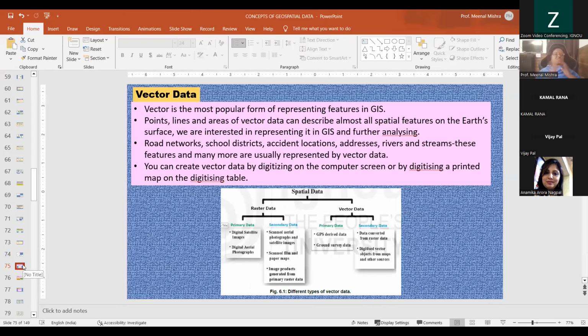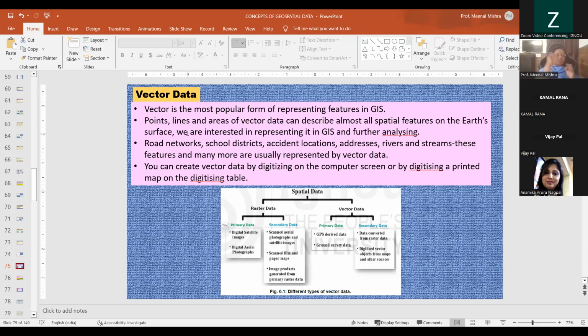As I told you, raster data requires more space as compared to vector data, because the data is in the form of grids and you cannot modify raster data at any point. So vector data is the more popular form of representing features in GIS. And vector data, as we have discussed, you represent in the form of points, lines, and areas.